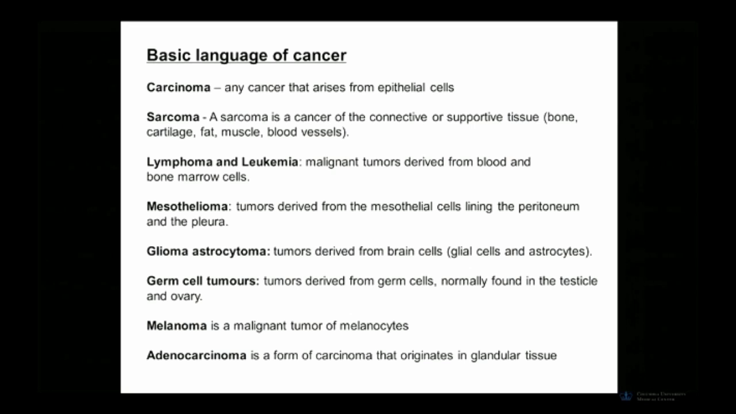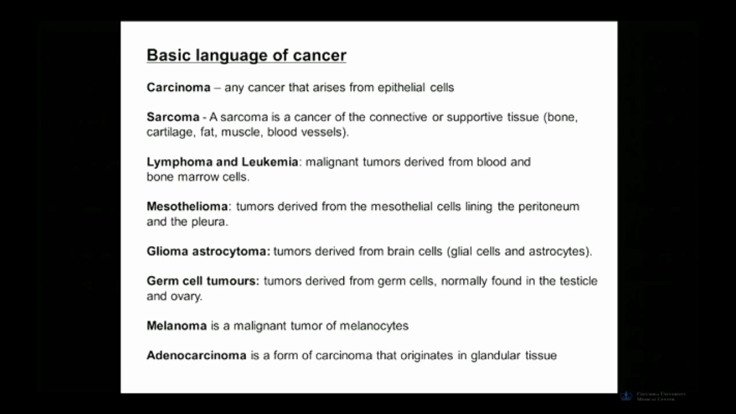Mesotheliomas. If you've ever spent a sick day watching bad TV, you've seen lots of ads for shyster lawyers for mesothelioma claims. But these are tumors that are derived from basically serous membranes, so mesothelial cells that line the peritoneal cavities, the peritoneal membranes and the pleural membranes. So it's a very particular cell tumor type.